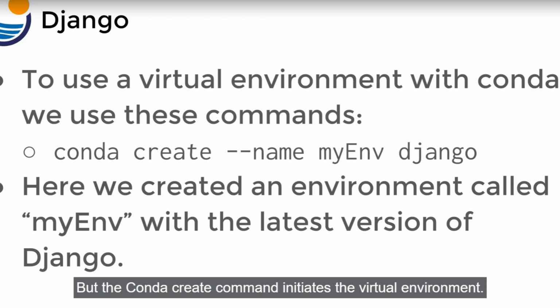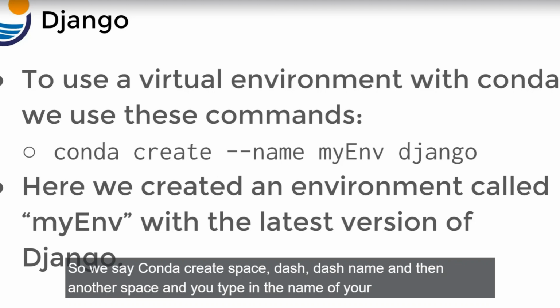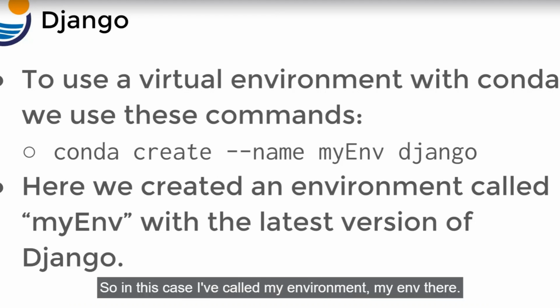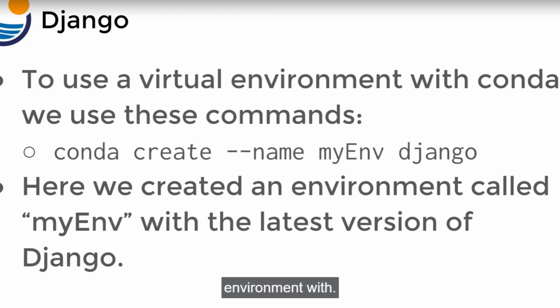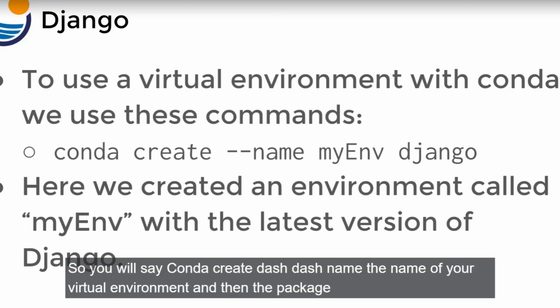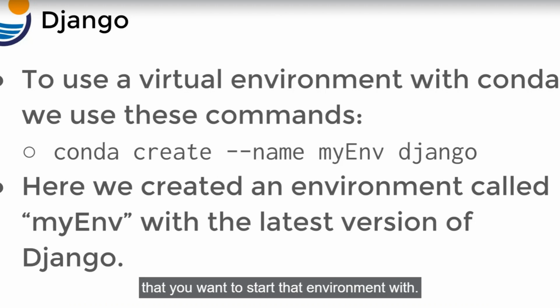But the conda create command initiates the virtual environment. So we say conda create space dash name and then another space, and you type in the name of your environment. So in this case, I've called my environment myenv there. And then the last word there, Django, is going to say, well, what package do I want to initiate this environment with? And conda requires that. So you will say conda create dash name, the name of your virtual environment, and then the package that you want to start that environment with.